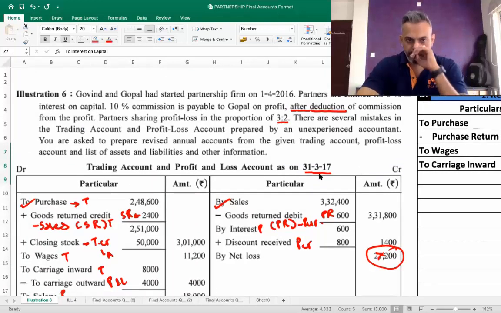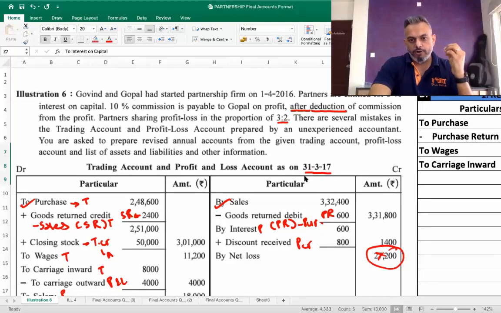Now, 10% commission is payable to Gopal on profit. After deduction of commission, profit sharing proportion is 3:2. So now check all the adjustments, all the two effects, and then let's start by first closing the trading account, the revised trading account.